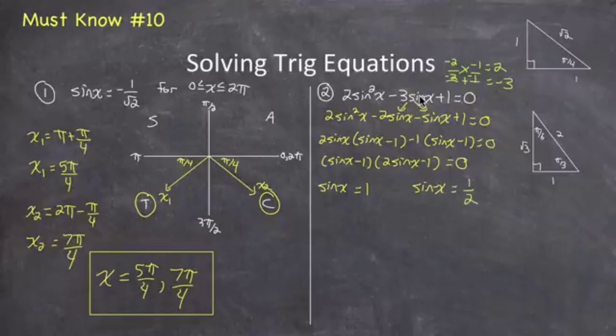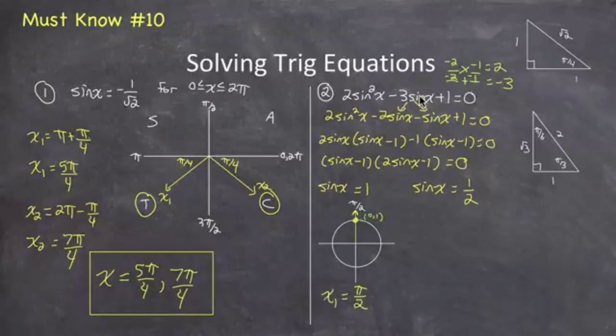Now, sine x equaling 1, if you know your unit circle, that answer will be easy. If you rotate an angle of pi over 2, it intersects the unit circle at a y-coordinate of 1, and I know the sine ratio is equal to the y-coordinate, so the angle that would make the sine ratio be 1 is pi over 2. So the first answer to this equation is pi over 2.